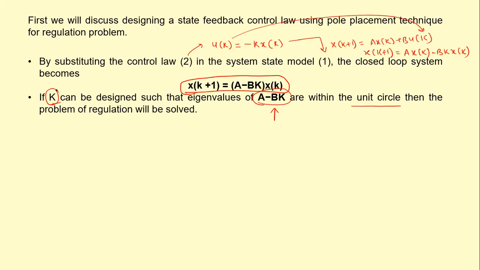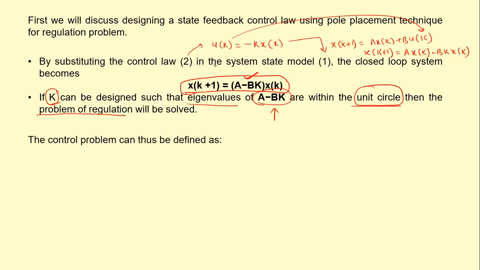So if this K can make the eigenvalues of this closed loop equation be placed within the unit circle, we can say that the problem of regulation is solved. This means that we will be able to bring the states of the system from any arbitrary initial state to zero, right?